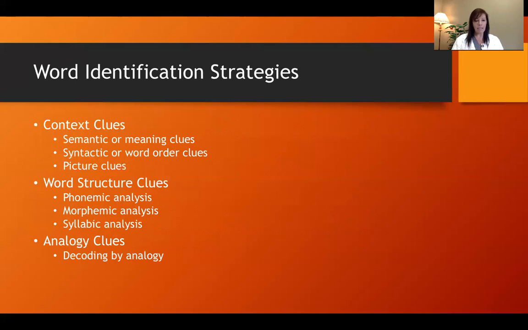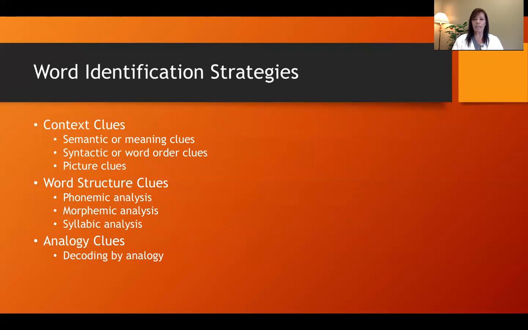The next strategy is morphemic analysis. In morphemic analysis, students use their knowledge of the root word and then the prefix and the suffix to read unfamiliar words. So it's breaking that apart, identifying the root word, and then looking into the prefix and suffix. Syllabic analysis, once again, it's breaking that word down into syllables, similar to morphemic analysis. There we're looking at the root word.